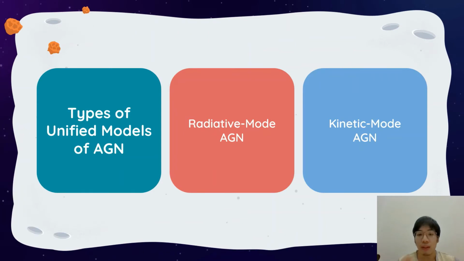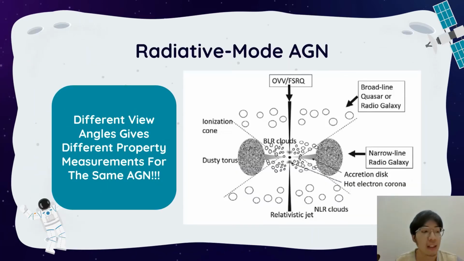There are two main types of unified model AGN, based on their luminosity or energy output: the radiative mode AGN and the kinetic mode AGN. First, let us talk about the radiative mode AGN. Take a look at this graph. Indeed, there are still the three defining features of AGN that were discussed before: the black hole core, the accretion disk, and the relativistic jets.